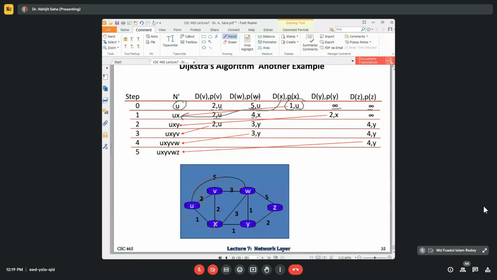So what is my predecessor node? Or from where I started, where am I coming from? X to w. So where from did I come to w? From x. So that x is my pw here.